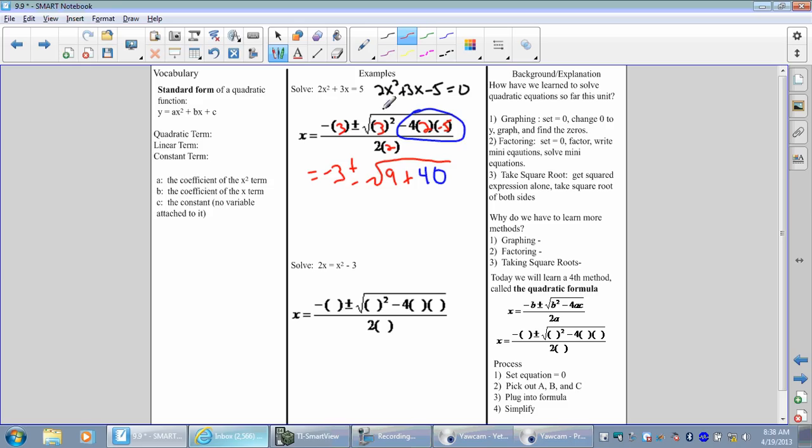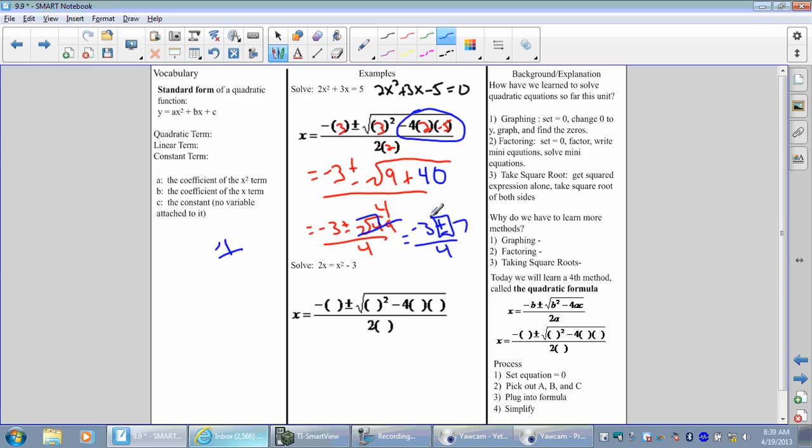Now that whole thing should be over 4. So now we have negative 3 plus or minus the square root of 49, that whole thing over 4. Well, what is the square root of 49? Well, the square root of 49 is 7. So I really now have negative 3 plus or minus 7, the whole thing over 4. And again, that plus or minus is going to produce two answers. What's one of them? What's negative 3 plus 7? Well, that's 4. And 4 divided by 4 is 1. So one of our answers is 1.